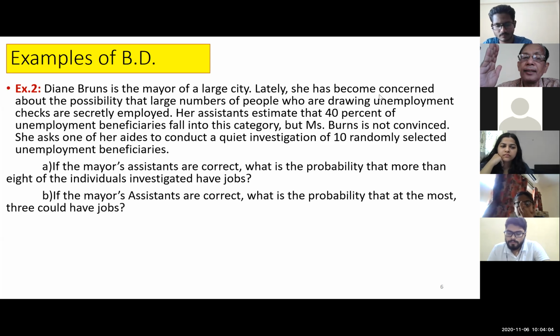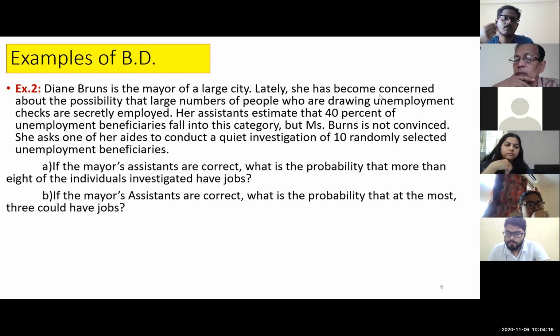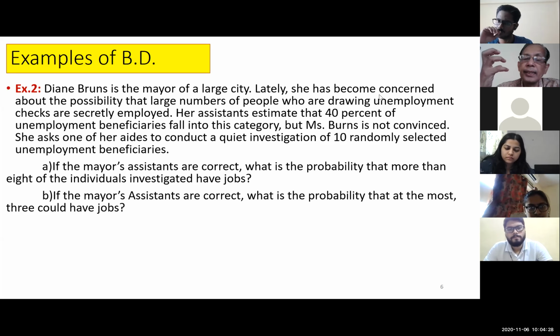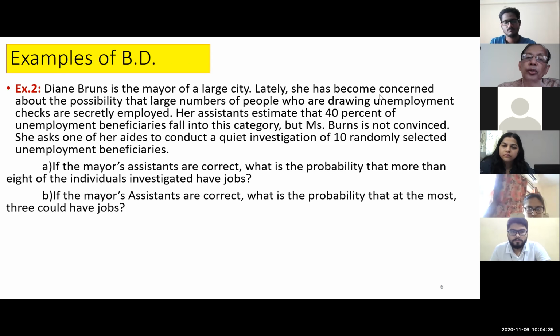So what she has done, she is independently verifying it. She has taken a sample and she is calculating. What is the first bit, Suyasi? So among the 10 randomly selected unemployment beneficiaries, more than 8, if the mayor's assistant is correct. So if 8 out of 10 are getting it, she is thinking that this is becoming very rampant. Okay, are you getting the point?